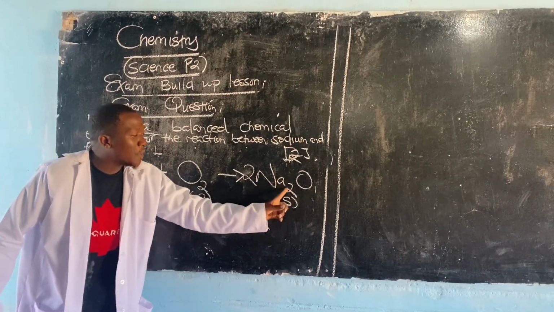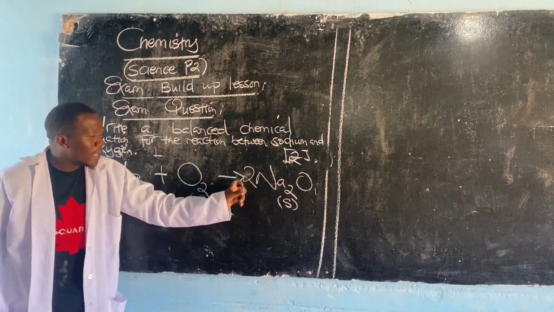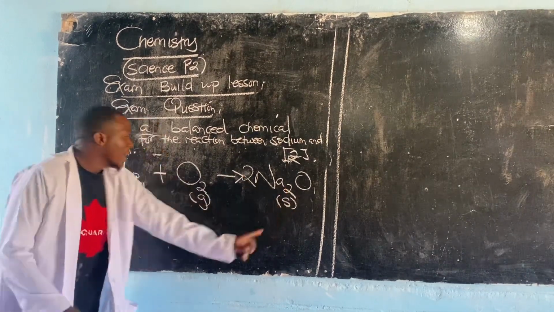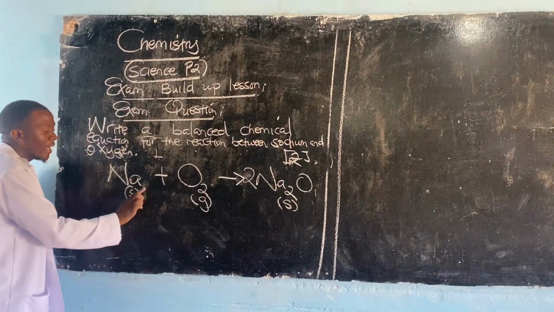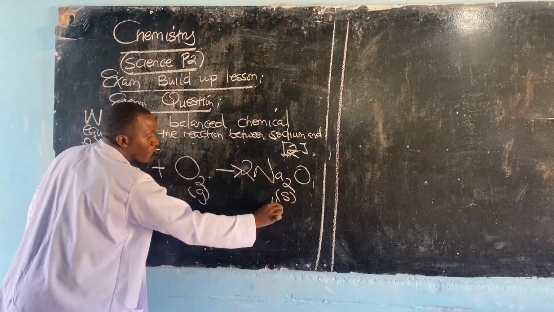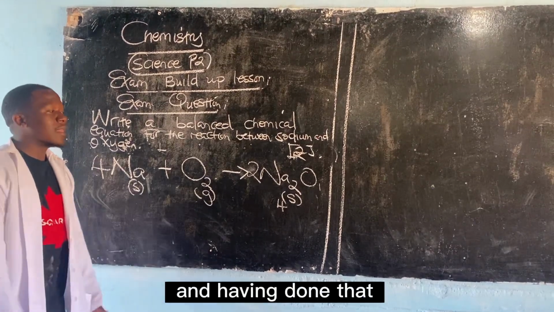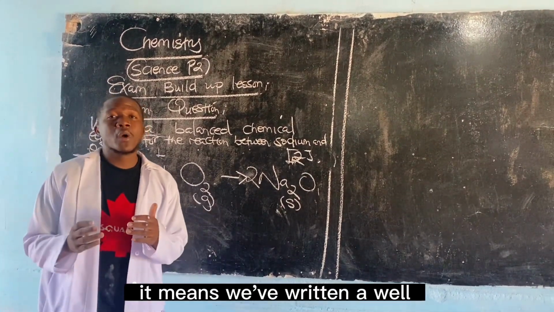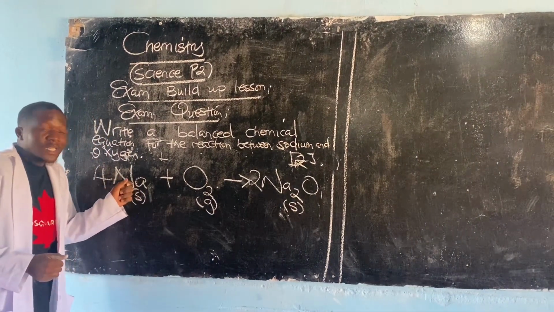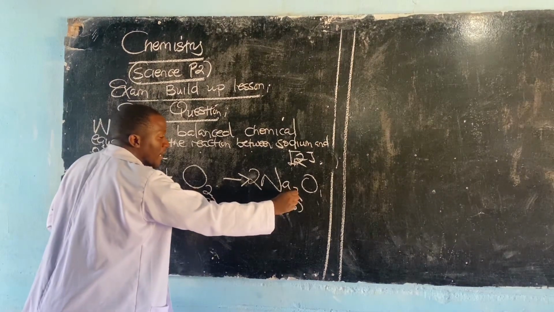Sodium had a 2, and we have put a 2 in front of the compound where it belongs. This means sodium has increased by 2, thereby being 2 times 2. And this sodium, which is here, has nothing. So sodium here, 2 times 2, is now 4, which means we're going to put a 4 here. And having done that, it means we've written a well-balanced chemical equation, where sodium didn't have anything, and compared to this sodium, it had a 2.